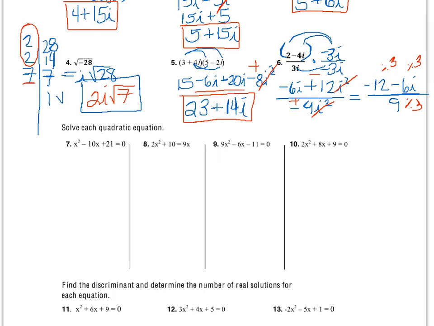So negative 12 divided by 3, I get negative 4. Negative 6i divided by 3, I get negative 2i. And then 9 divided by 3, I get 3. So here's my final answer: negative 4 minus 2i, all of it divided by 3. So I'm going to box that in.